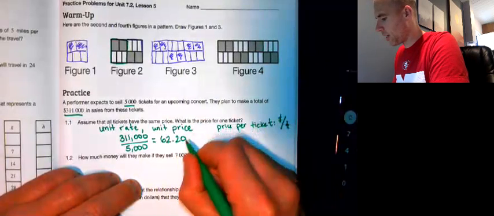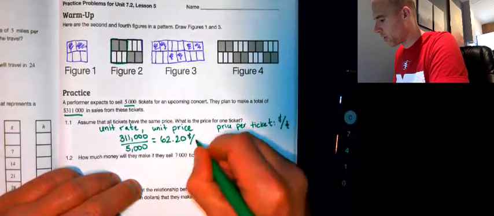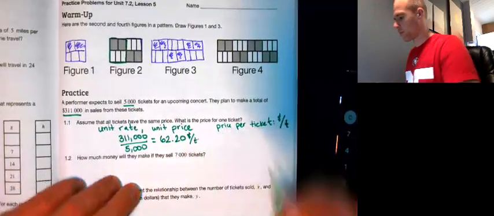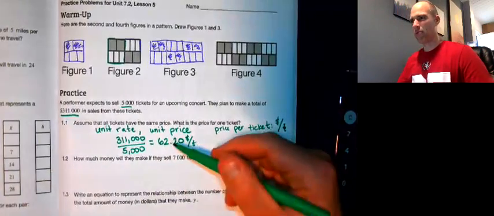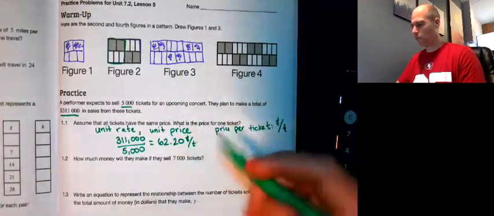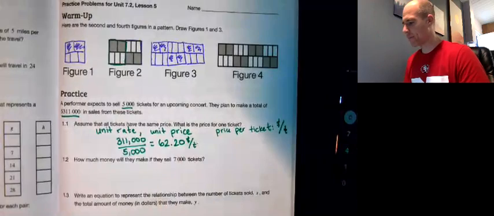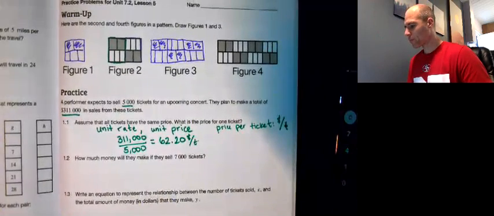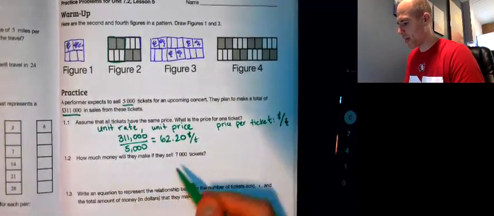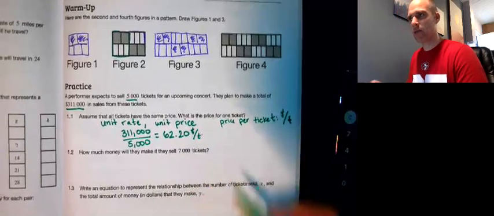$62.20 in dollars per ticket. I guess you could put the dollar sign in the front too, but I wanted to put this whole dollars per ticket thing at the end. There's multiple correct ways of writing that. All right, so now how much money will they make if they sell 7,000 tickets?